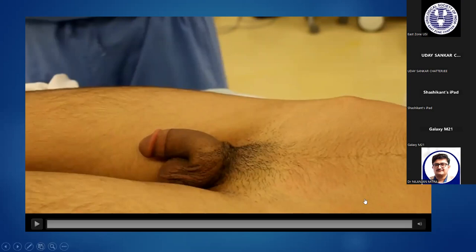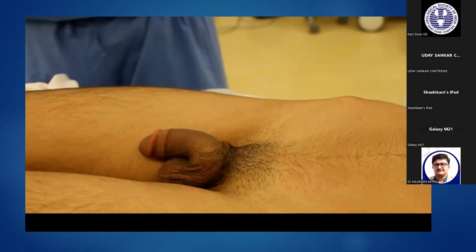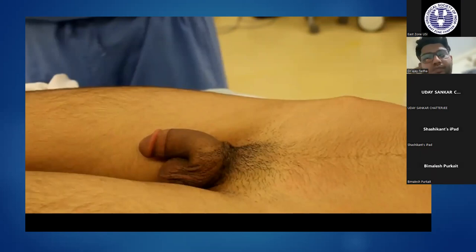So how do you proceed in this case? Sir, I would like to counsel the patient regarding his disease, and also counsel the patient that if the age is 15 years, there are high chances of the testis being non-functional. So we will counsel the patient regarding orchidectomy or orchidopexy.